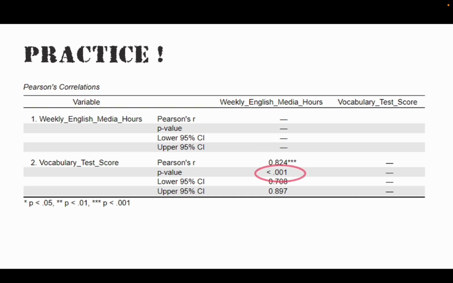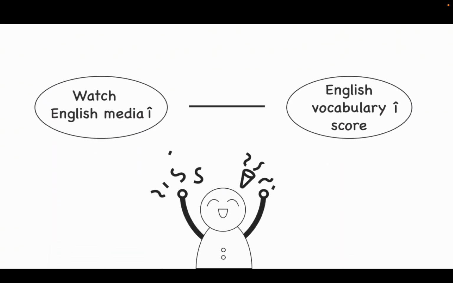Well, the p-value is below 0.05, so we reject the null hypothesis of... There is no relationship between English media watching and English vocabulary test scores. The r value is also 0.8, which also states a strong positive relationship. The more university EFL students watch English media, the higher their English vocabulary test scores will be. I can clearly see that in the correlation plot too.